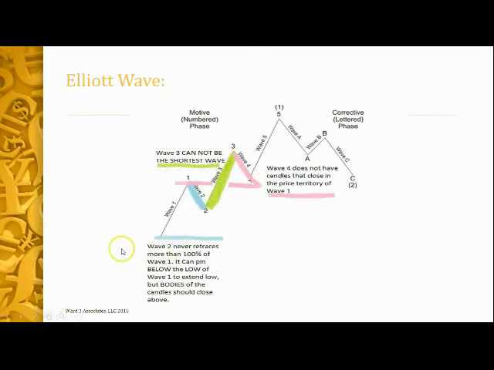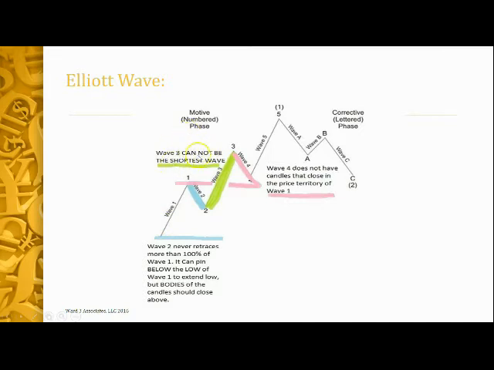Wave 2 never retraces more than 100% of wave 1. It can pin below the low of wave 1 to extend that low, but the bodies of the candles should close above the low over here. Now there are a few exceptions. Let's say you see a nice railroad reversal, where you have a nice bearish movement, and that candle clearly closes below that low point. But if it's a reversal, you should see the railroad or an engulfing pull price right back within that first zone.